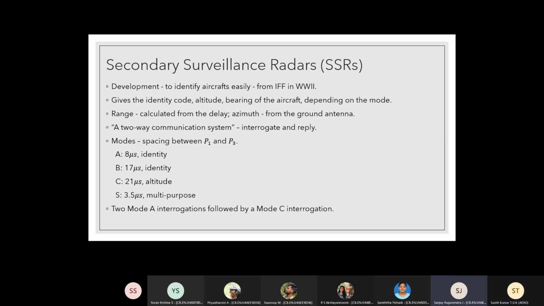The SSRs normally operate under various modes. These modes are classified based on the spacing between the P1 and P3 pulses. Given below are some of the modes with the time spacing between the P1 and P3 pulses, as well as the information that is transmitted in that mode. So I'll give you some time to look into it.